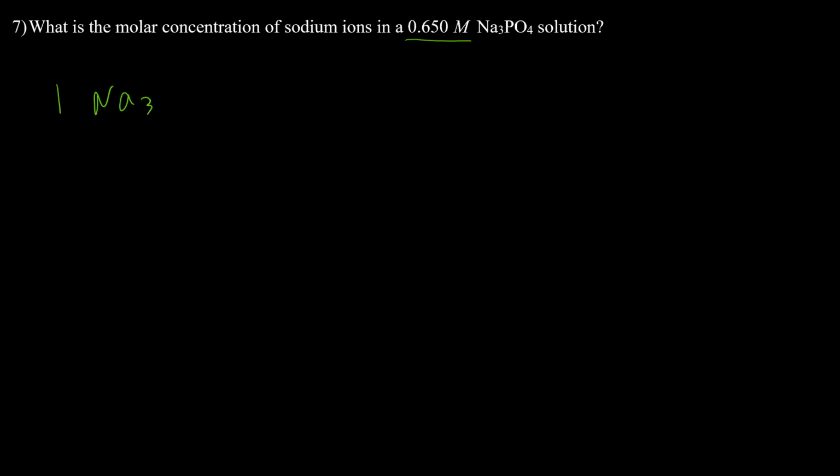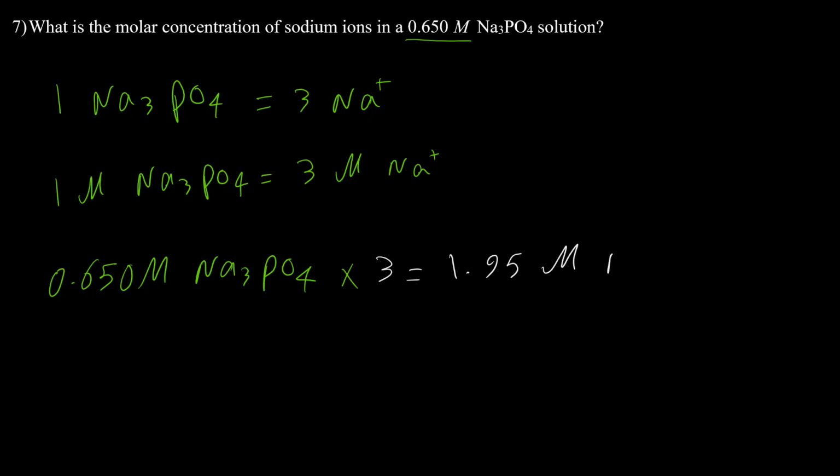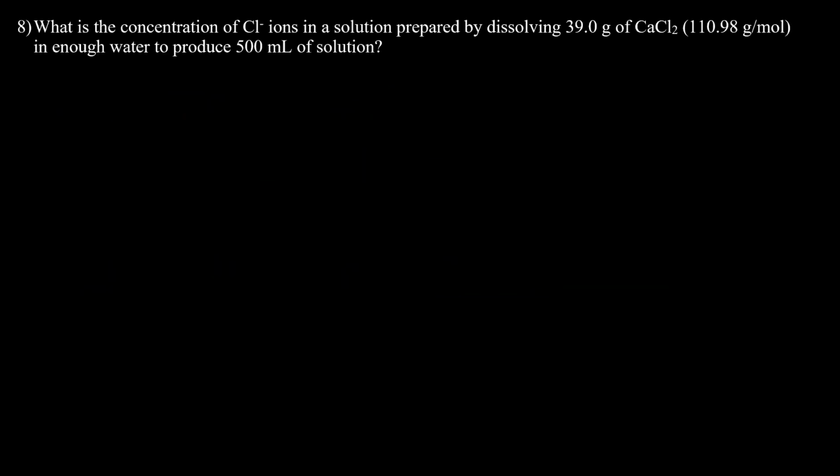1 mole of sodium phosphate, or let's say just 1 unit of sodium phosphate, includes 3 sodium atoms or 3 sodium cations. So instead of mole, we can also say that 1 molar sodium phosphate is equal to 3 molar sodium cation. Because the number of particles is triple for sodium, all we should do is multiply the molarity of sodium phosphate by 3. Then we have the answer, 1.95 molar for sodium cation.